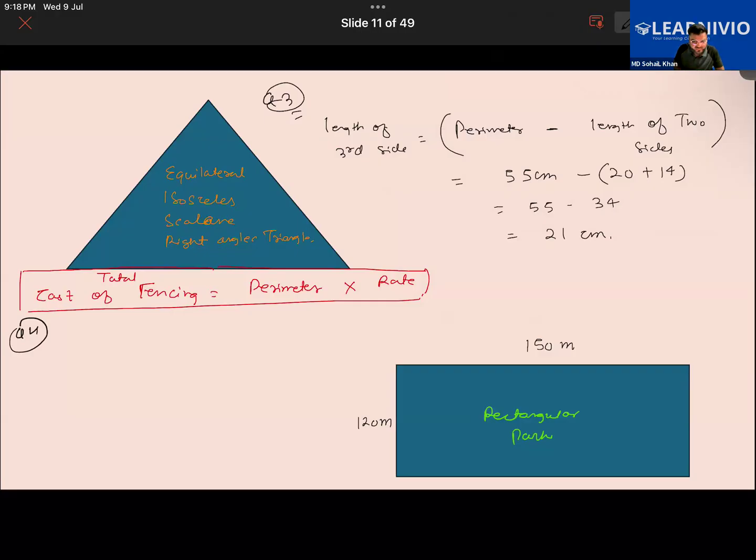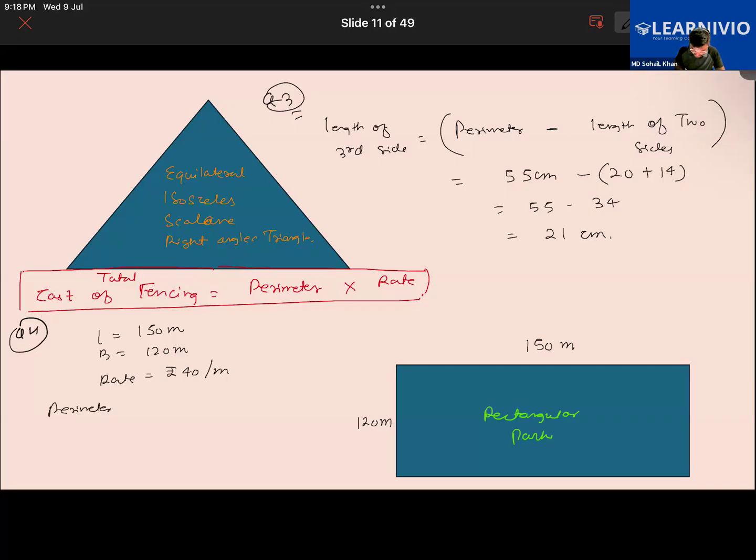In question number 4, first we will write down whatever is mentioned to us. Length is 150 meters, breadth is 120 meters. And how much is the rate, Habib? It is rupees 40 per meter, right? So then let's find it out. First we will find out the perimeter. How much is going to be the perimeter? Quickly find out the perimeter.